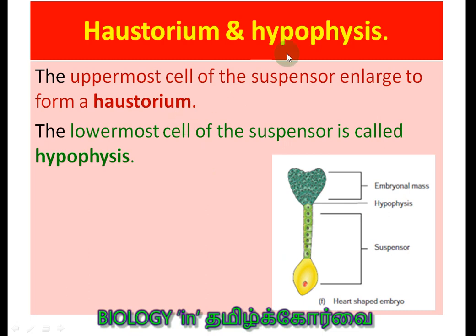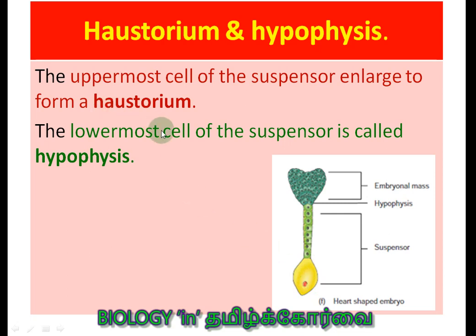Now, haustorium and hypophysis. The uppermost cell of the suspensor. Come to this point. This is the suspensor. This is the uppermost cell. It enlarges. You see, the suspensor enlarges to form the haustorium. This is the uppermost cell, to form the haustorium. Right?